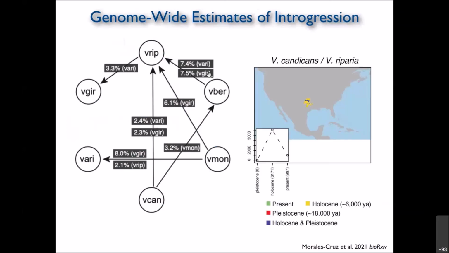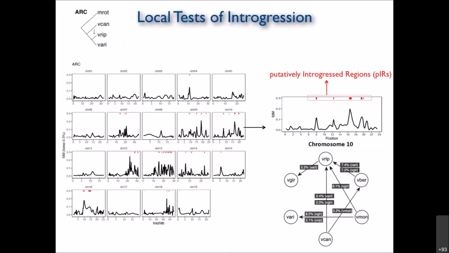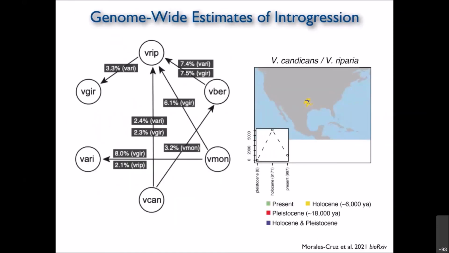But the point is that we have these 6 species that we were studying, and most of them showed some evidence for introgression between them in a complex pattern where one was donating to 2 different species, candykins to berlandieri, candykins to Riparia. Riparia seemed to be a receptor species from 3 other species, but then also was donating to another one, Gerdaniana, and so it's completely complex.